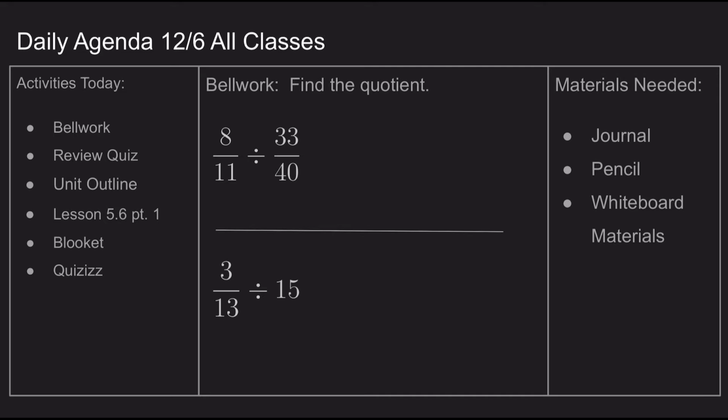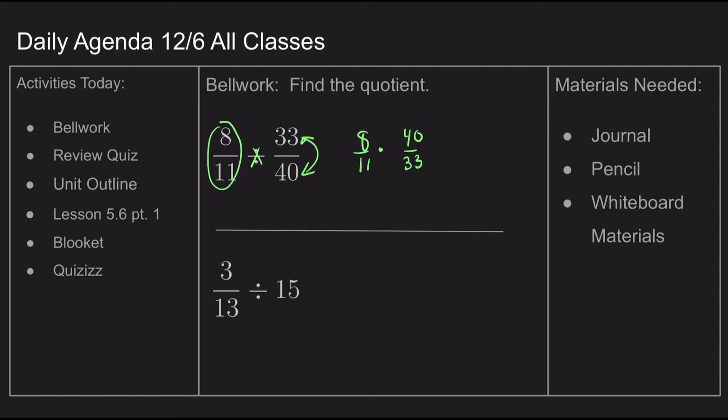So we went over dividing fractions last week. We do keep, change, reciprocal. Keep, change, flip. I like to call it keep, change, reciprocal. You guys know that. So we're going to keep 8 over 11 the same. We're going to change this to multiplication, and we're going to flip these two. So we get 8 over 11 times 40 over 33.